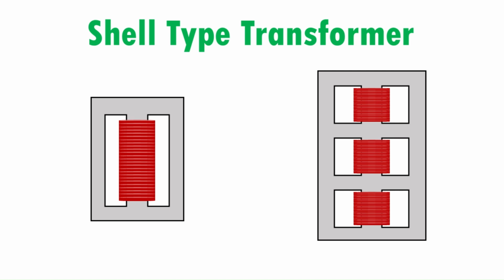In shell type transformers, the core surrounds the transformer winding. The primary and secondary windings are wound around the central limb of the core. Such transformers use double magnetic circuits and are suitable for high voltage, low current applications due to poor ventilation.